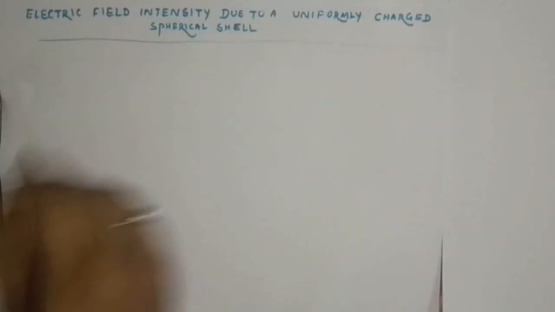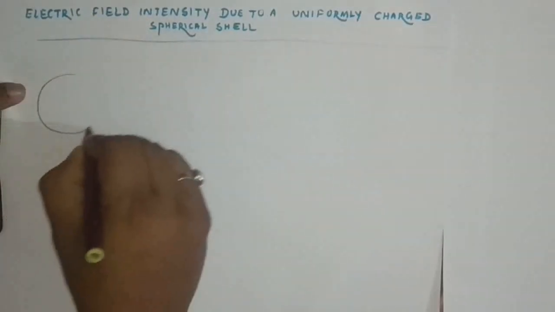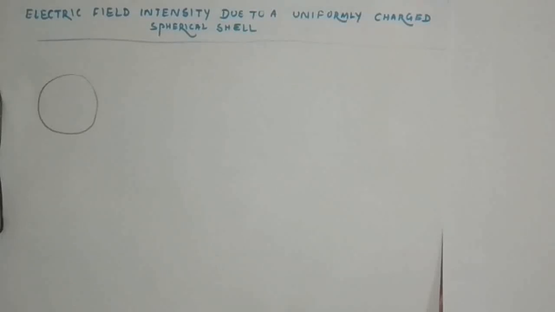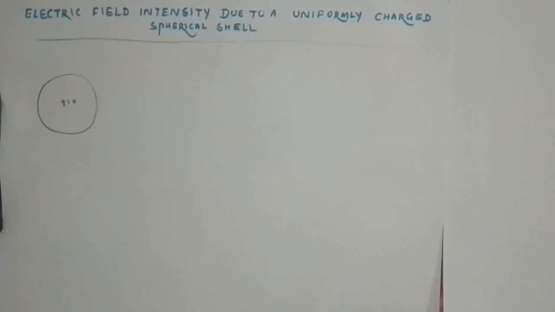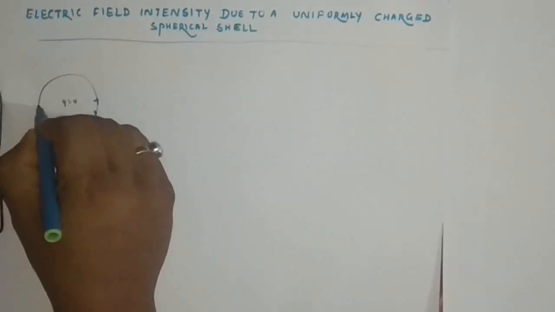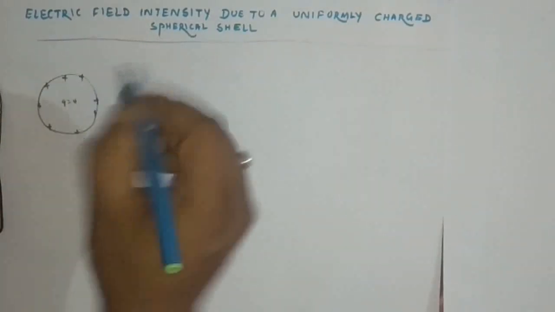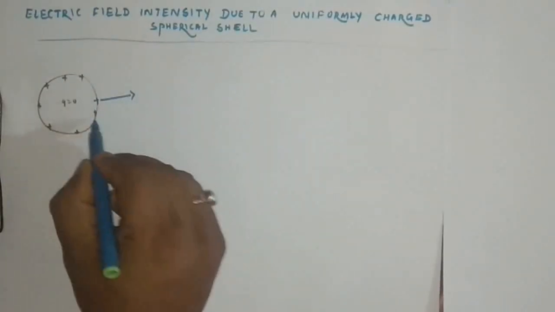First, let us draw a sphere. Let this be a sphere. Conducting means the charge inside is 0. All charges are on the surface. That means my electric field lines are like this.